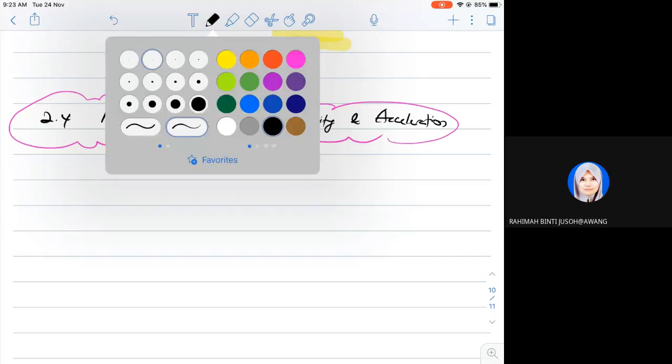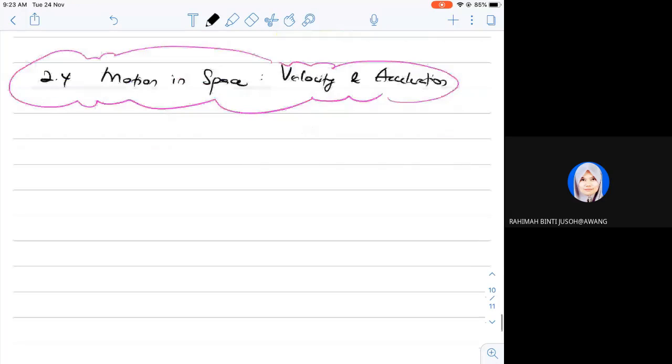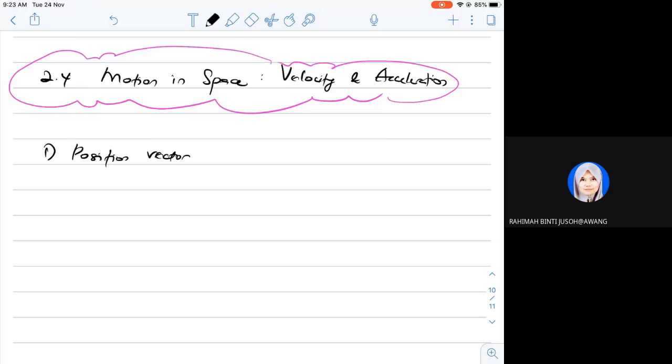Okay, we go one by one. So we have 3 things in motion in space: position, velocity and acceleration. We start with number 1. We start with position vector. Okay, position. Position vector denoted as r(t). Okay, this is the position vector.